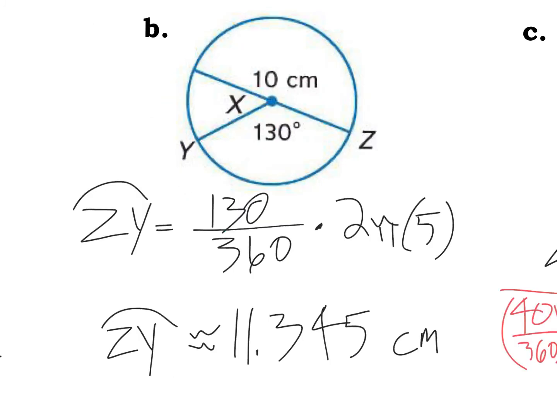For B, I'm given 10 as a diameter, so therefore my radius must be 5. So I'm going to do 130 over 360 times 2 pi r, 2 times pi times 5. Or you could just say 130 over 360 times 10 pi, because you know the circumference is 2 pi r, or pi times d, pi times diameter. Either way, you're going to get approximately 11.345 centimeters.